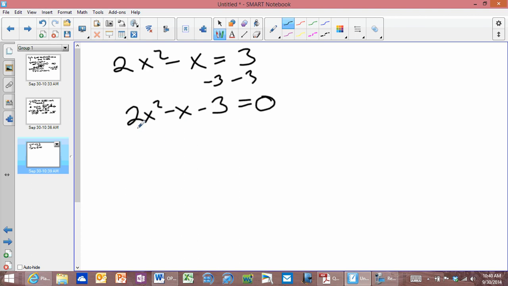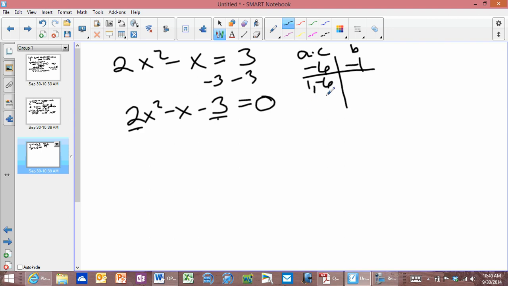Then what I like to do is this piece off to the side. I have 2 times negative 3, which is a times c. 2 times negative 3 is negative 6. Then my b goes right here, and that is negative 1. So pay attention to your signs for sure. I'm looking for 2 numbers that multiply to negative 6 and add to negative 1. So what I can just start doing is listing off my factors. So I have 1 and 6. Oh, then I have to think about it.